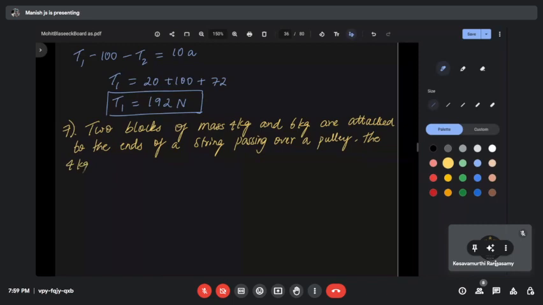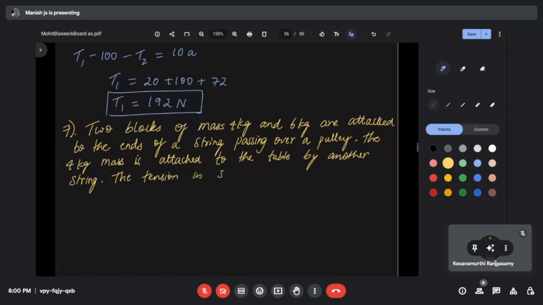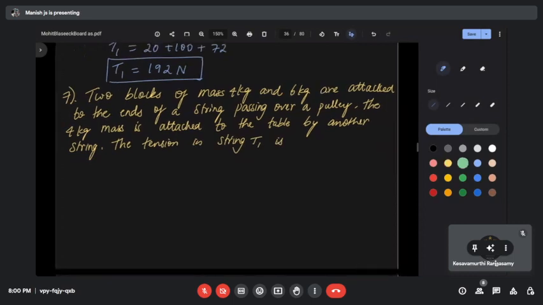The 4 kg mass is attached to the table by another string. Okay. The tension in the string T1 is, I'll first give you the options.